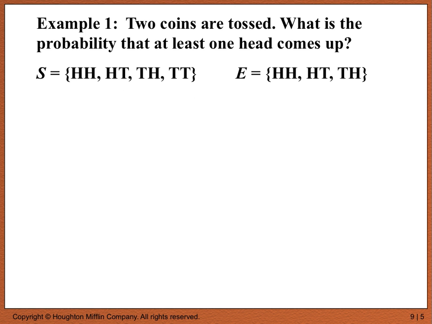My event space is HH, HT, TH because these are all different outcomes that have at least one head. And going back to the formula of P(E) equals NE over NS, well then it's simply a 3/4 probability. So if I toss two coins, or toss one coin and then toss it again, the probability that at least one head comes up is 3/4. There's a 3/4 probability of that event.